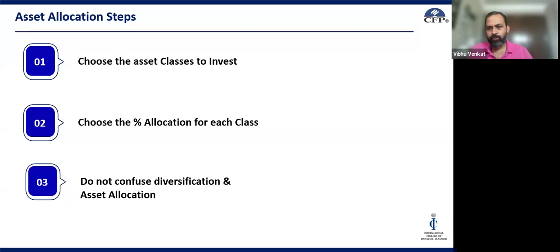Now, let's say you have chosen four asset classes. Let's say gold, real estate, equities, which is stocks, and then some liquid funds, which is to keep for emergency purposes, or an emergency fund, right? Now, this is the first step which you did. The second step is how much should be the percentage of each of these asset classes.